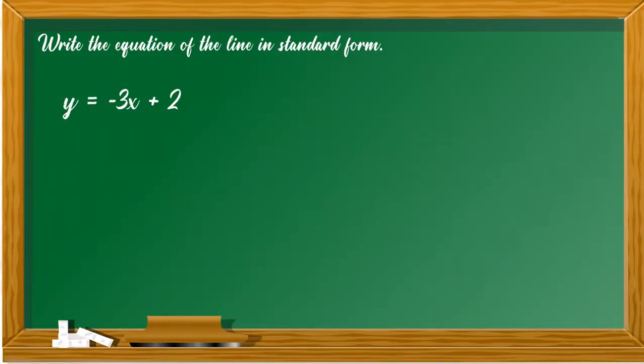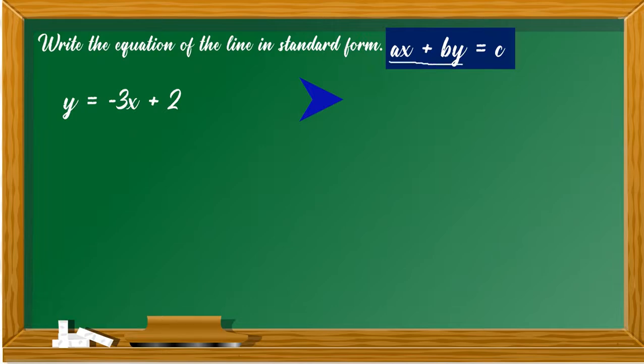Let us write y equals negative 3x plus 2 in standard form. Remember, in the standard form, the variable x and the variable y are both on the left side, but the constant term is on the right side. So to write y equals negative 3x plus 2 in standard form, we add the additive inverse of negative 3x to both sides of the equation.